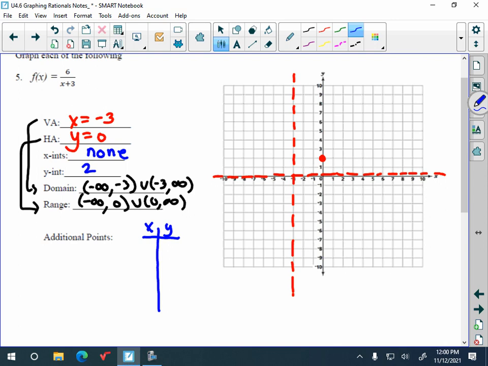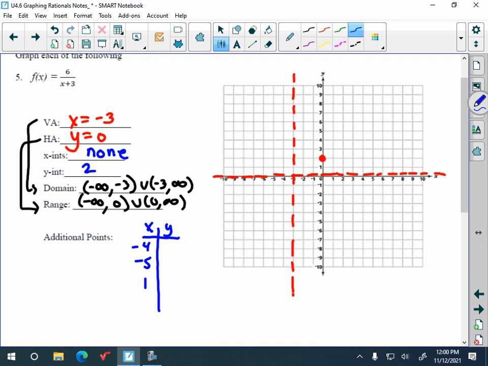So to the left of -3, I would probably just use -4 and -5. To the right of -3, I would probably try to keep it positive, so +1 would work pretty nice. It's a small number. So now I'm going to take those x values and plug them back into the original problem for x, and then I'm going to simplify them, and then I'm going to get my y coordinates. Then I can plot those points.